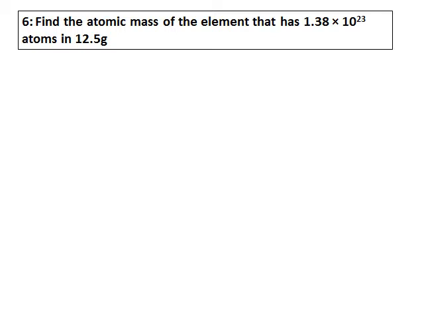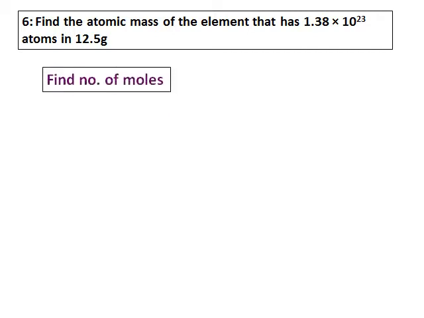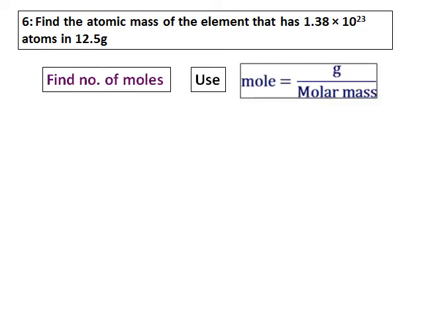Find the atomic mass of the element that has 1.38 × 10^23 atoms in 12.5 grams. In this case, the number of atoms is given, and grams is given. So our first step is to calculate the number of moles. Then we will use mole equals gram over molar mass to calculate the atomic mass. It will be molar mass if it is a molecule. Since it's an element, it will be atomic mass.